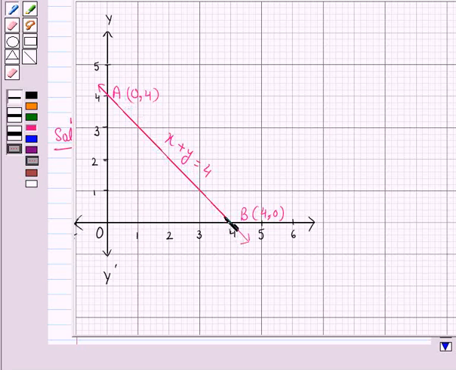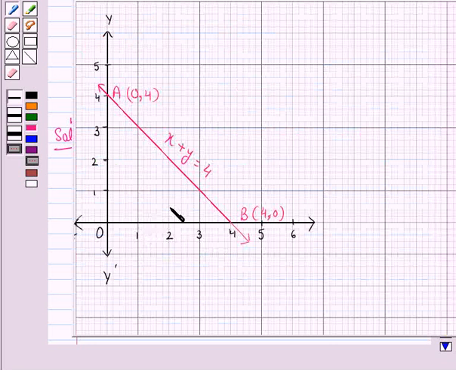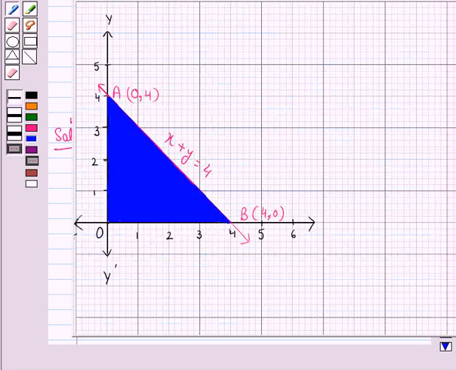Clearly the origin does not lie on this line. It lies on the half plane of 2, that is it satisfies the inequality x + y ≤ 4. Also x ≥ 0 and y ≥ 0 implies the graph lies in the first quadrant only. Now the common region determined by all the constraints including non-negative constraints x ≥ 0 and y ≥ 0 of a linear programming problem is called the feasible region for the problem. So here the shaded portion in this graph is the feasible region satisfying all the given constraints.